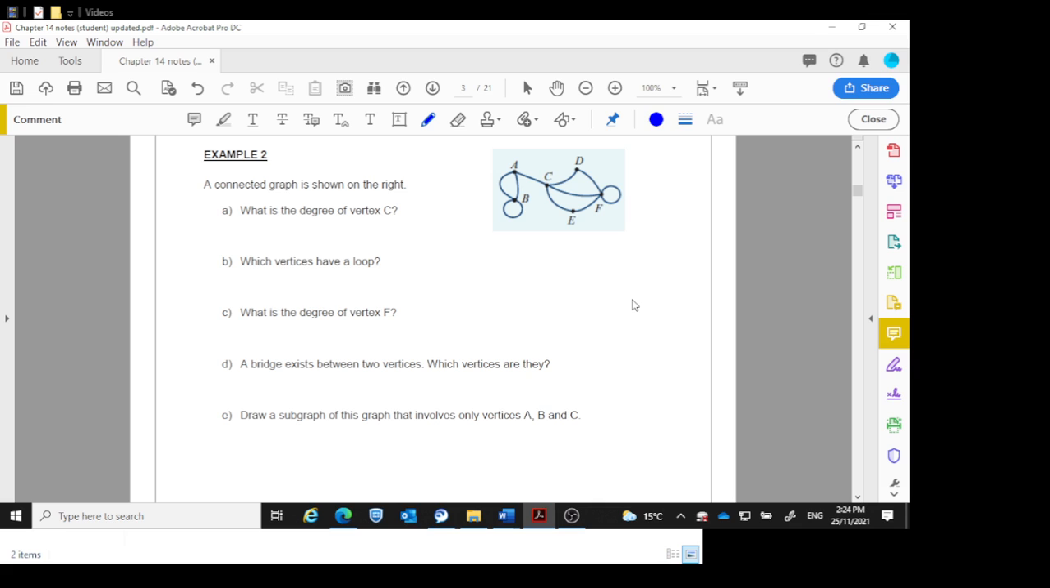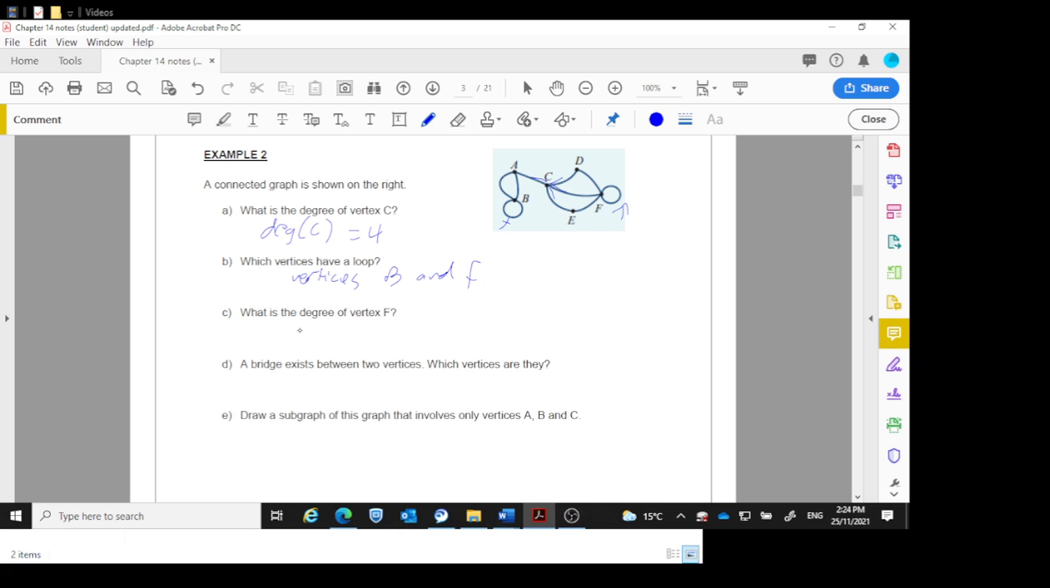Example 2, a connected graph is shown on the right. What is the degree of vertex C? Now remember, they asked for the degree, so for the degree of C, we're just going to count them. Vertex C, 1, 2, 3, 4. Which vertices have loops? There are 2 vertices. B has a loop, and F, because of this one and this one, they're both loops.